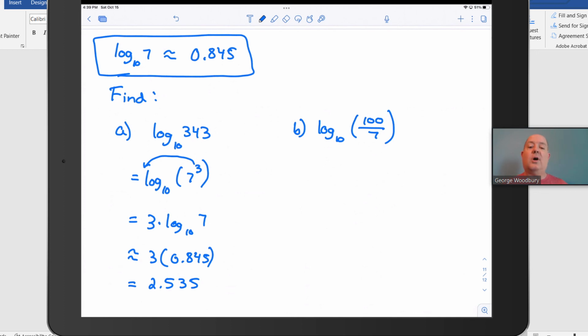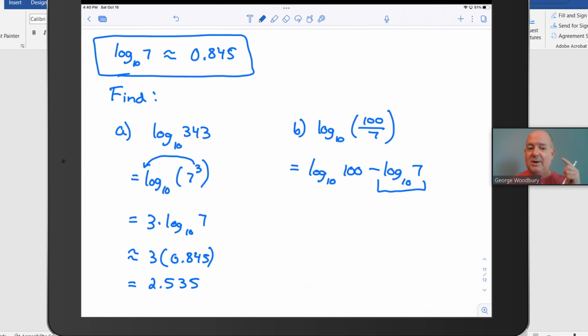For the second one, log base 10 of 100 sevenths. So I can use the quotient rule here to break this up into log base 10 of 100 minus log base 10 of 7. And the good news is I already know what log base 10 of 7 is. From above, that's 0.845. What about log base 10 of 100?